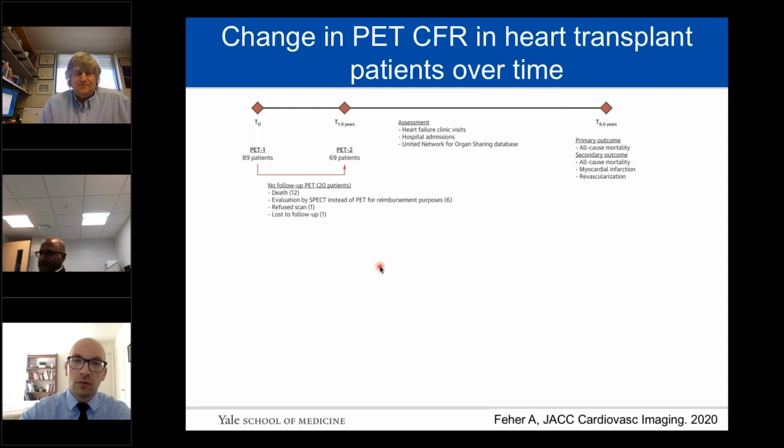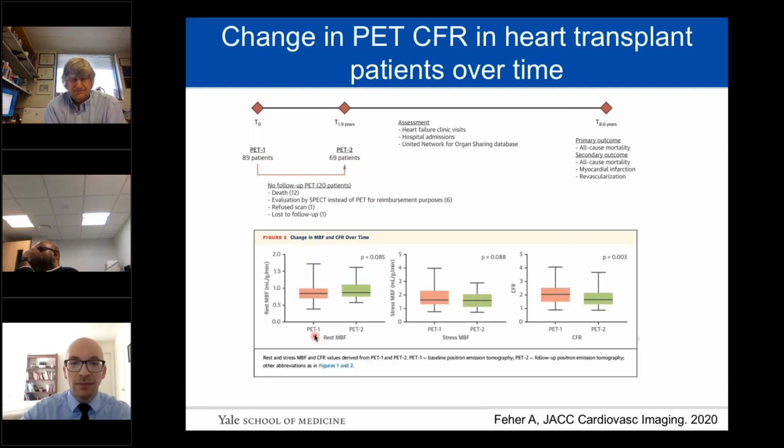The first is whether coronary flow reserve is predictive of long-term outcomes, and the second is whether there's any role for serial PET imaging. So we enrolled 89 patients who underwent transplant and followed them for 8.5 years, so quite a long follow-up time. We also did repeat PET imaging in 69 patients and compared the PET1 versus PET2 flow reserve. As you can see, over time there was a tendency towards increasing rest myocardial blood flow and decreasing stress myocardial blood flow. This was not significant, but there was a significant reduction in coronary flow reserve.